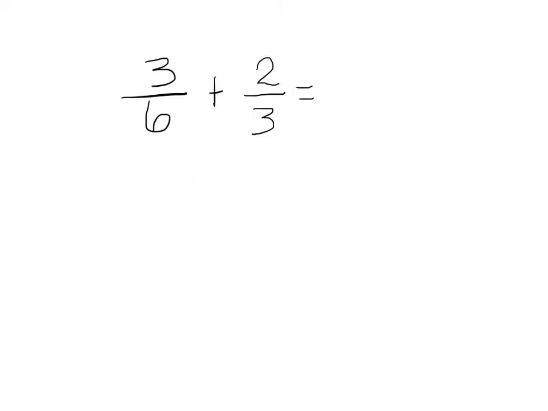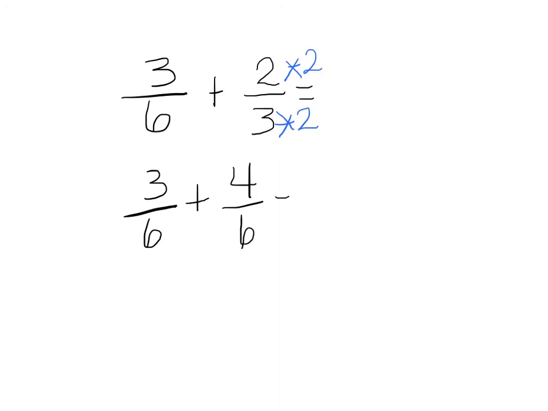Let's try another problem. Here we have 3/6 plus 2/3. First thing I notice is that my denominators are not the same, so I must find the common denominator. I know that 3 times 2 equals 6. So whatever I do to the denominator, I do to the numerator, and so I'm going to do 2 times 2 also. I'm going to rewrite this problem as 3/6 plus 4/6 equals 7/6. And for right now, we're just going to leave that as an improper fraction, meaning that my numerator is larger than my denominator.